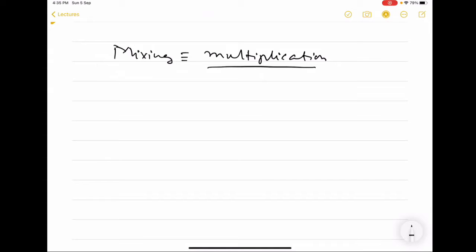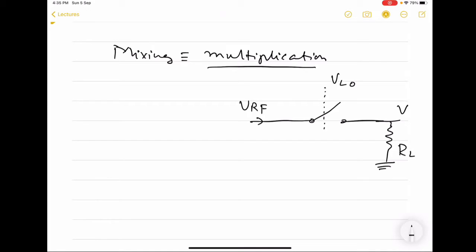Now let us see how a switch can multiply two sinusoids, RF and LO. So let us first consider an ideal switch here. The first end, of course, is fed with the RF signal. The switch is controlled by the LO signal, and the output is taken here. And this is VIF.